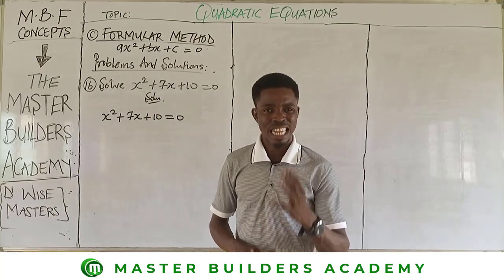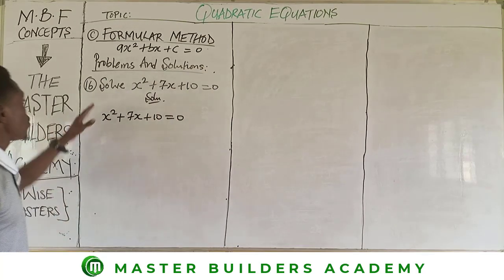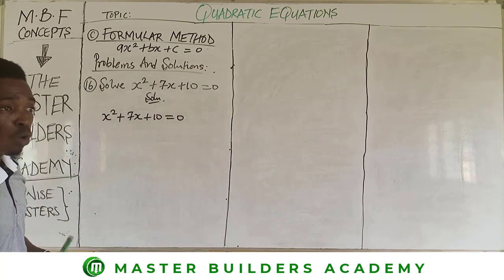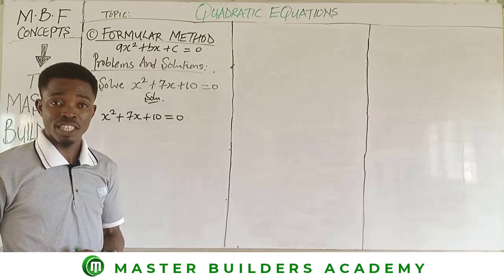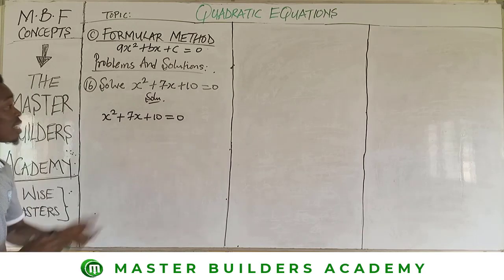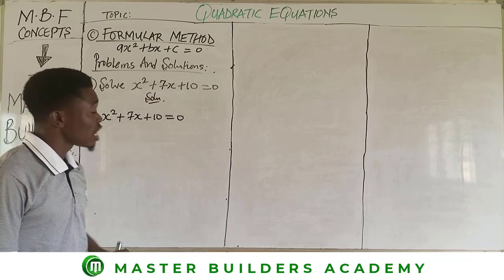To the marker board and start working out the problems that we have before us. Now on the board we have question number 16. Of course, we stopped at question number 15 where we finally ended the method of completing the square, right? So now in this class we are continuing from question number 16, and in question number 16 we are asked to solve x squared plus 7x plus 10 equal to 0.